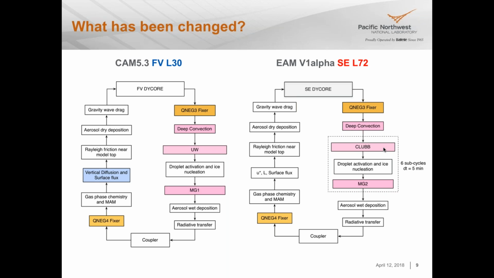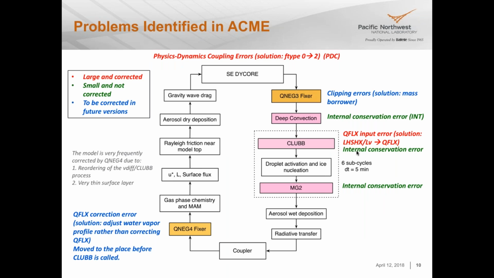We also see that the vertical diffusion calculation in CAM 5 previously is very close to the QNAC4 fixer. However, in the new model, the QNAC4 fixer is far away from the CLUBB turbulence scheme, showing on the right. So this might cause a coupling error in the model simulation. Next slide. So we identified the problem.